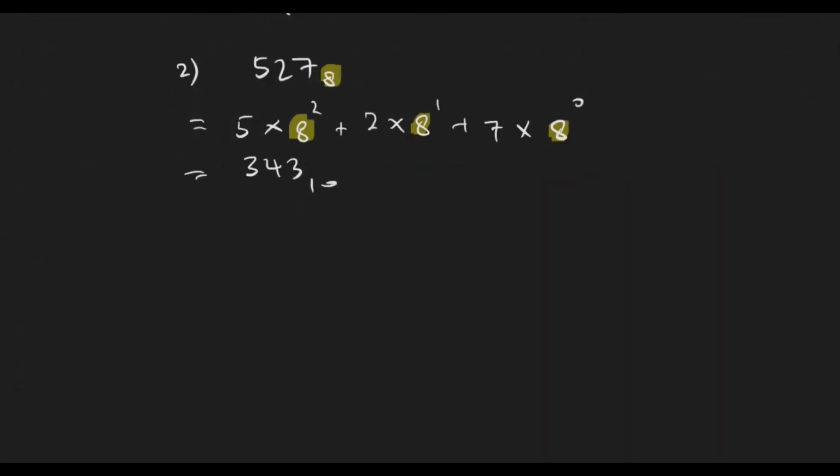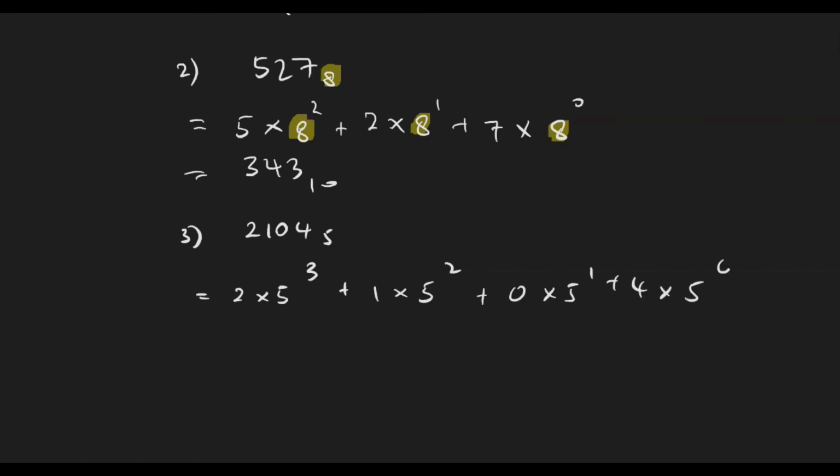And let's do one more with base 5. So now because it is base 5, the number of the base will be 5, obviously without thinking much, and the answer that you get will be 279 base 10.